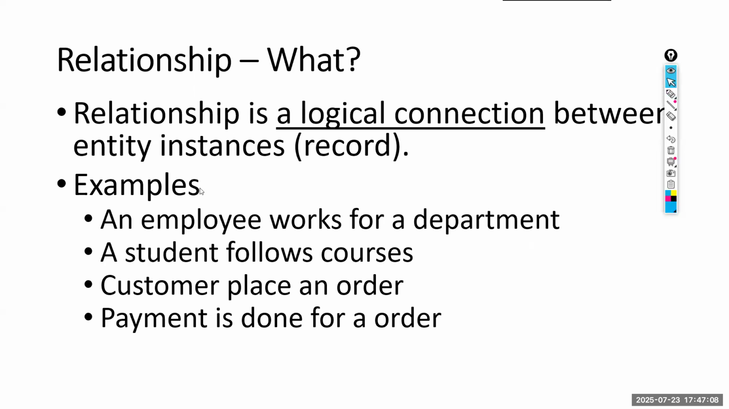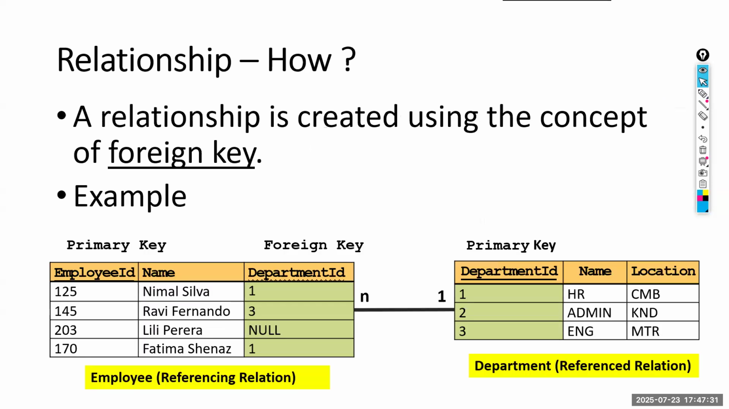So a logical connection between entity or entity instances, because in reality, it is entity instances. Right? Employee works for department, student follows courses, customer pays an order, payment is done for an order, you have done the payment for that particular order. Right? How to create relationships in relational databases? So that is our next question, right?